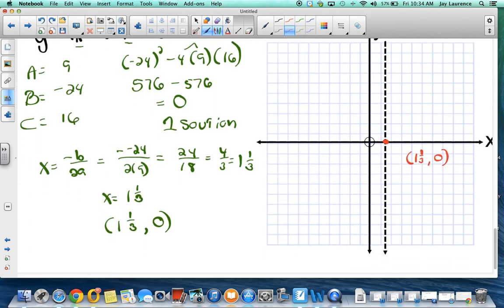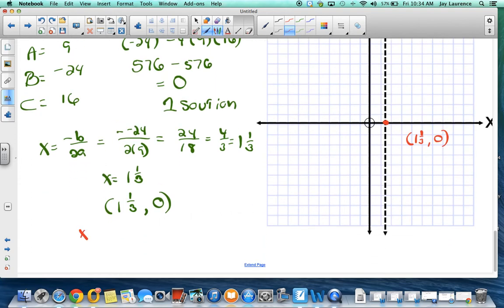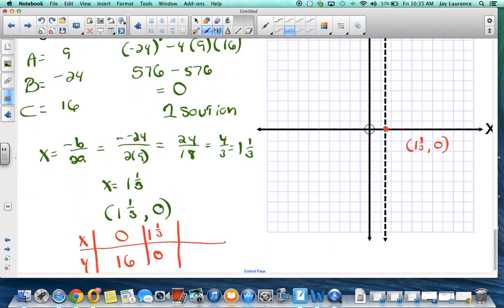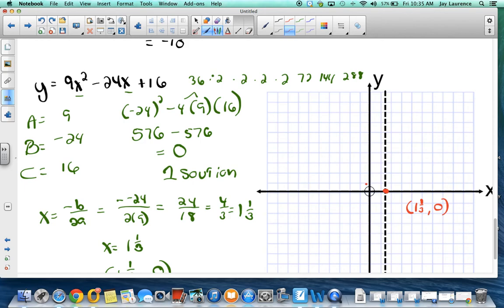I'm almost done. All right, so we're going to make an input-output table. And I know that 1 1/3 occurs at 0. I'm going to put 0 in for x. And when I do that, I'm going to get 16 out. So I think maybe I'm going to count by 2's. I'm always going to tell the reader I'm counting by 2's. 4, 6, 8, 10, 12, 14, 16. So there's the point 0, 16.